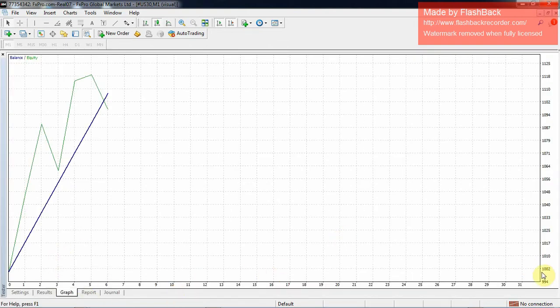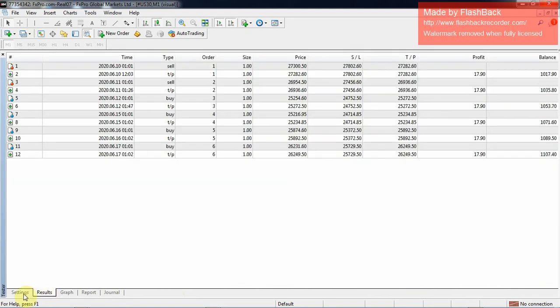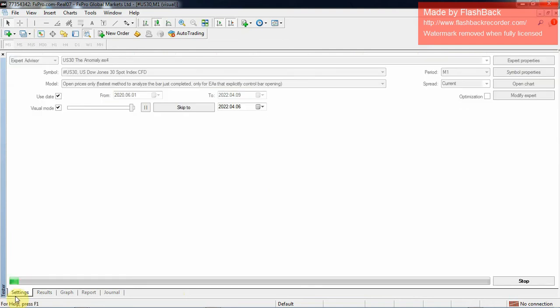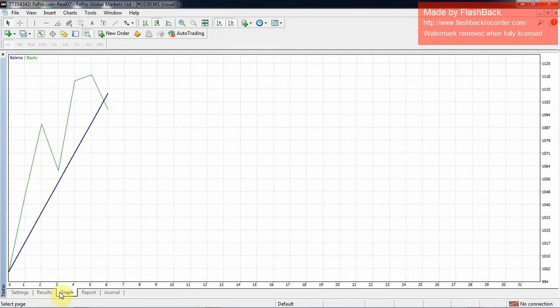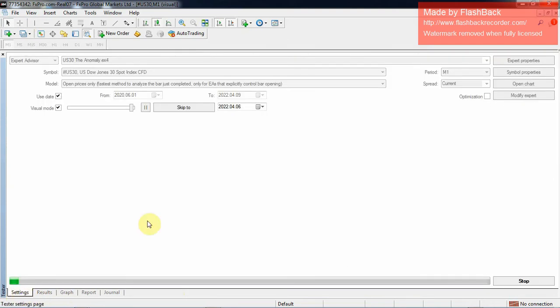Okay, so we've got 6 trades so far. We started from 1,000 there. That's the balance line.